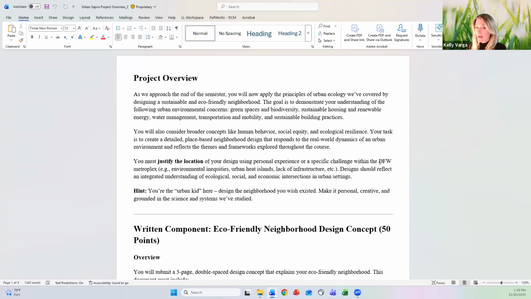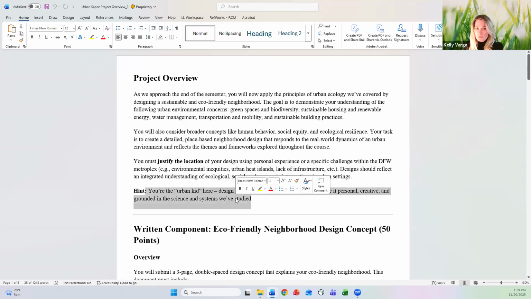Then you're going to design and integrate these ecological, social, and economic intersections that we've been moving through in class. So I put in here, be creative. If you could have it all, if you could design a place or a space where your friends and family could all live together, or just your friends, or the couple of people in your life that you really could handle or tolerate, what would that look like?